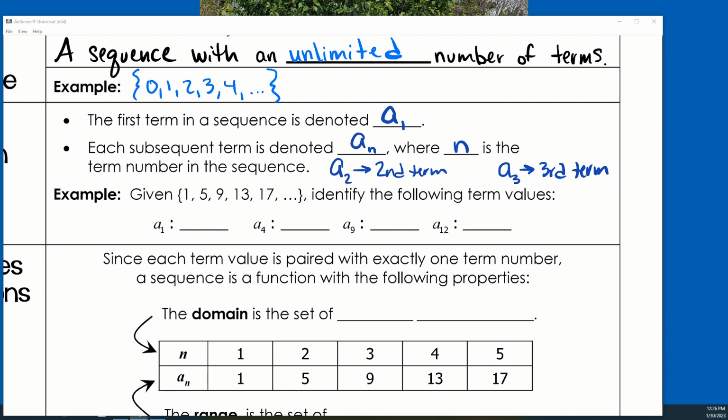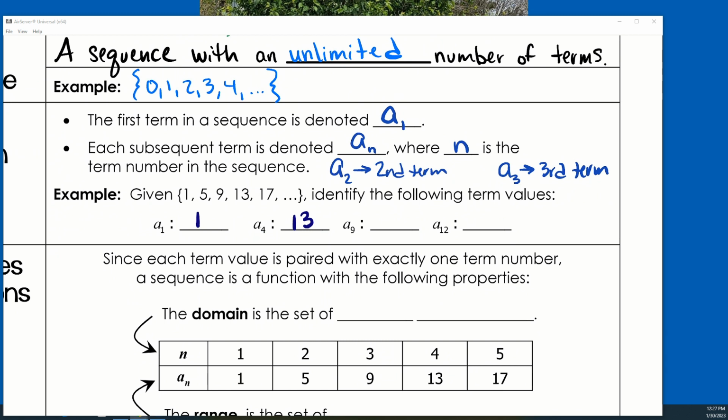On this example, we have a sequence, and it asks us to find a sub 1, which just means to tell what the first term is in the sequence. So what do y'all think? 1, good. And then a sub 4 means to tell what the fourth term is. So 1, 2, 3, 4. The fourth term is 13. And then a sub 9 is the ninth term.